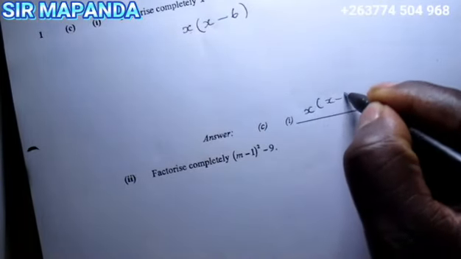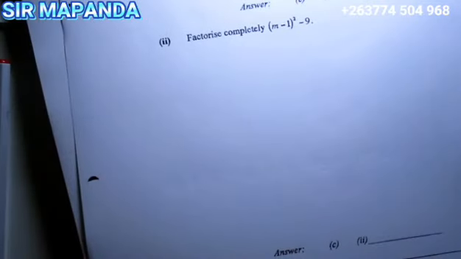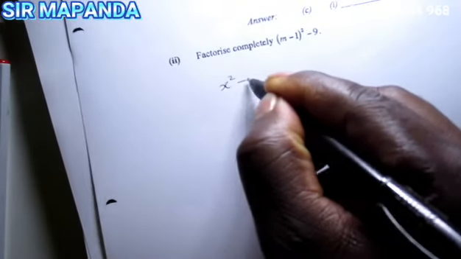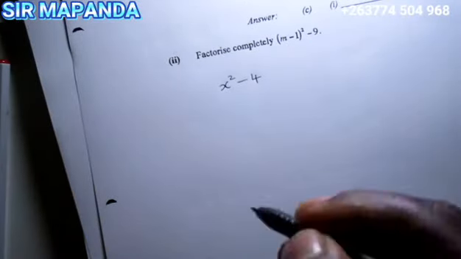I hope you are following, class, right? Let us move on to item 2. Factorize completely m minus 1 squared minus 9, right? So we apply what we call difference of two squares. I'm going to start by using a simple example, so that you understand what is difference of two squares. Take for example, you are given x squared minus 4 and you are being asked to factorize completely, right?